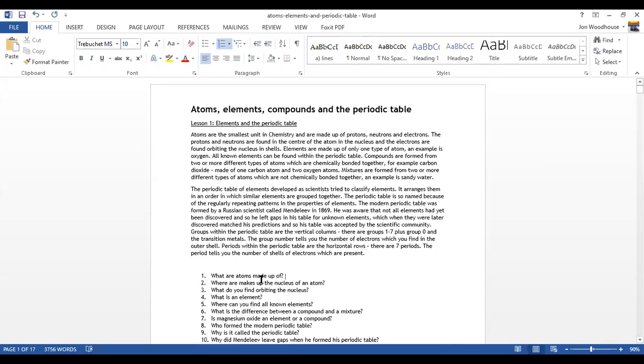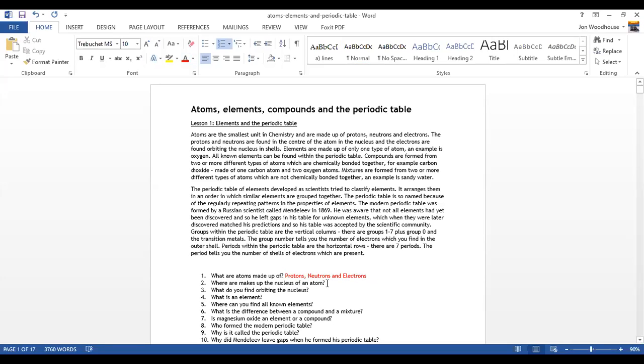So what are the atoms made up of? If you read the information, atoms are the smallest unit in chemistry and are made up of protons, neutrons, and electrons. Over here, I can put in protons, neutrons, and electrons as my answer. Now notice that I've done it in red, so I know that that question has been answered.